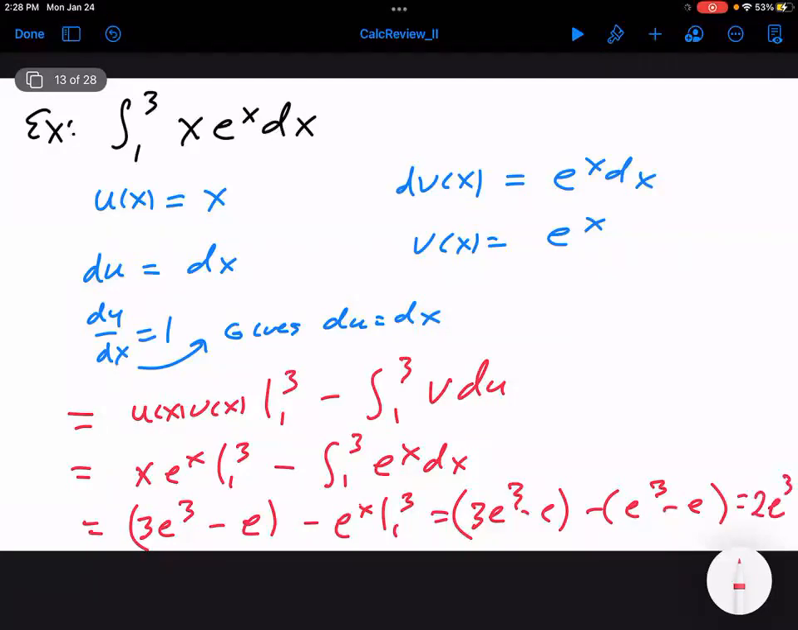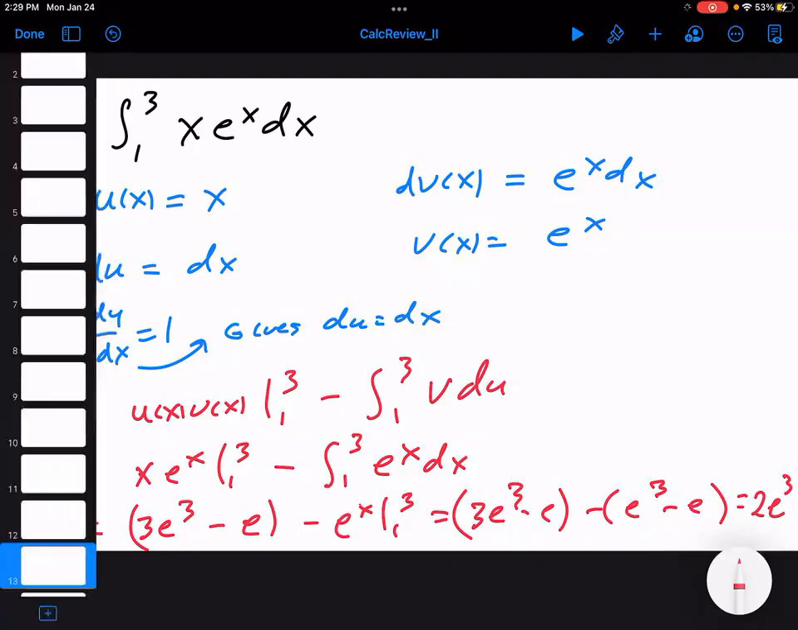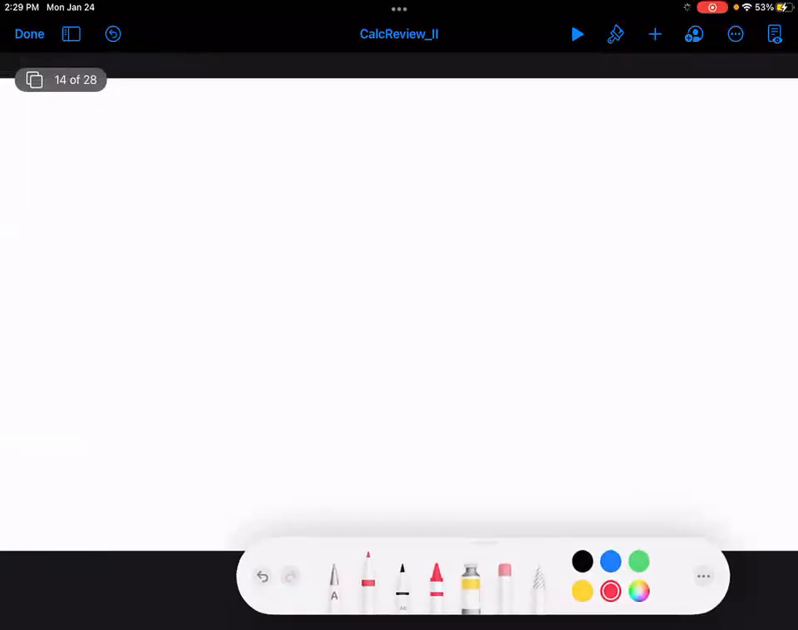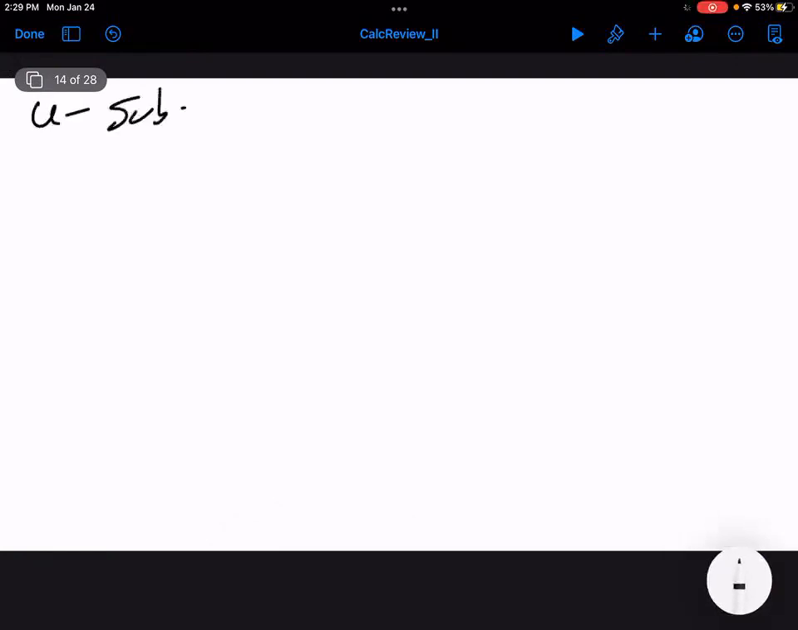Now I might have dropped something wrong, but this is u substitution. I'm sorry, this is integration by parts. And the hard part is just figuring out which substitutions you want to make. If I give you something that's a little bit harder, it can become a bit more of a challenge. I'll leave it like that. Let's move on to u substitution.